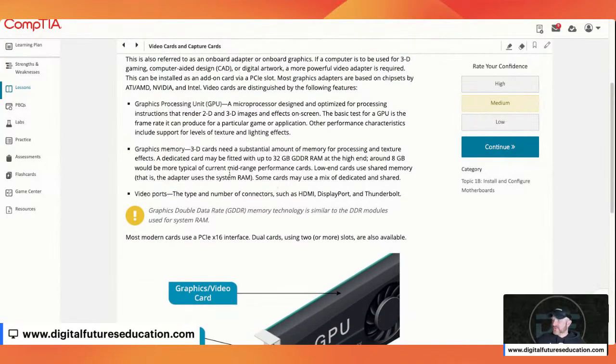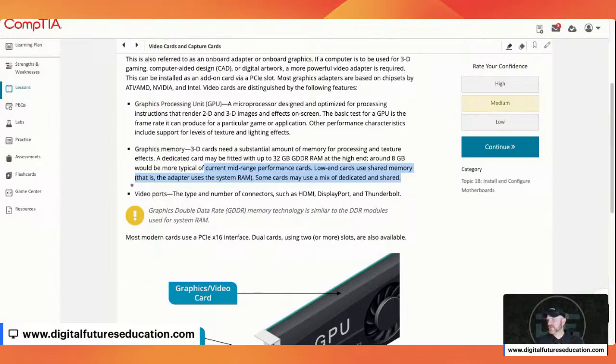The graphics memory: 3D cards need a substantial amount of memory for processing and texture effects. A dedicated card may be fitted with up to 32 gigabytes of GDDR RAM at the high end. Around 8 gigabytes would be more typical of current mid-range performance cards. Low-end cards use shared memory, that is, the adapter uses the system RAM. Some cards may use a mix of dedicated and shared.